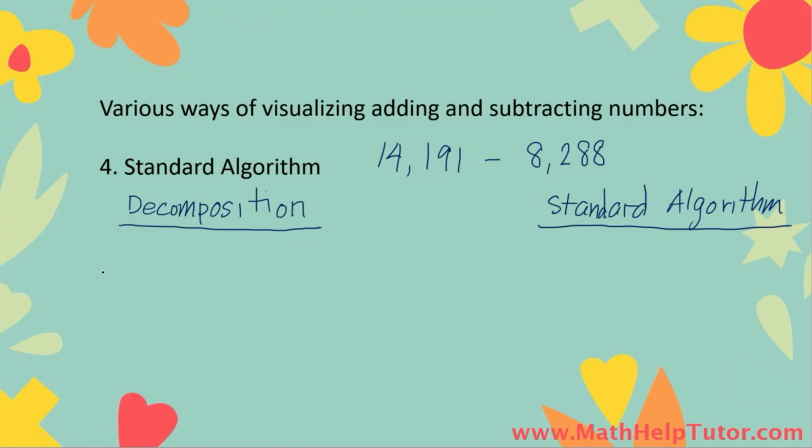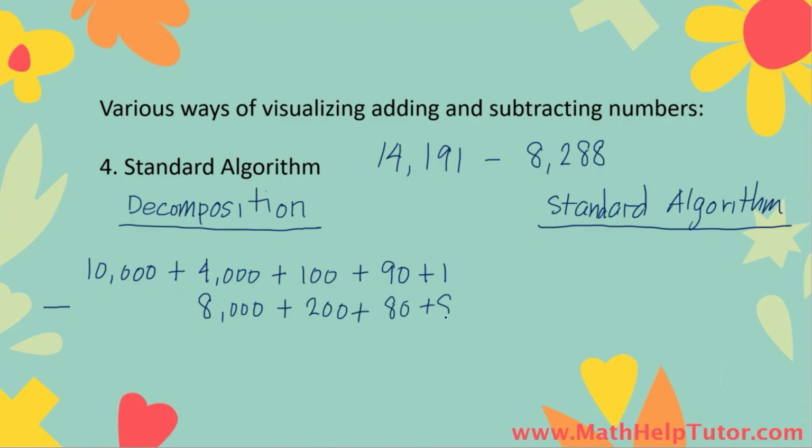Let's first write the expanded form of our first number. That's 10,000 plus 4,000 plus 100 plus 90 plus 1. And then we are going to subtract 8,000 plus 200 plus 80 plus 8. We don't have a 10,000s place, so we just put 0 over here. Then let's put an underline under the second number's expanded form to separate our numbers from the answer. Next, let's do the subtraction beginning from the ones place. So let's have 1 minus 8.